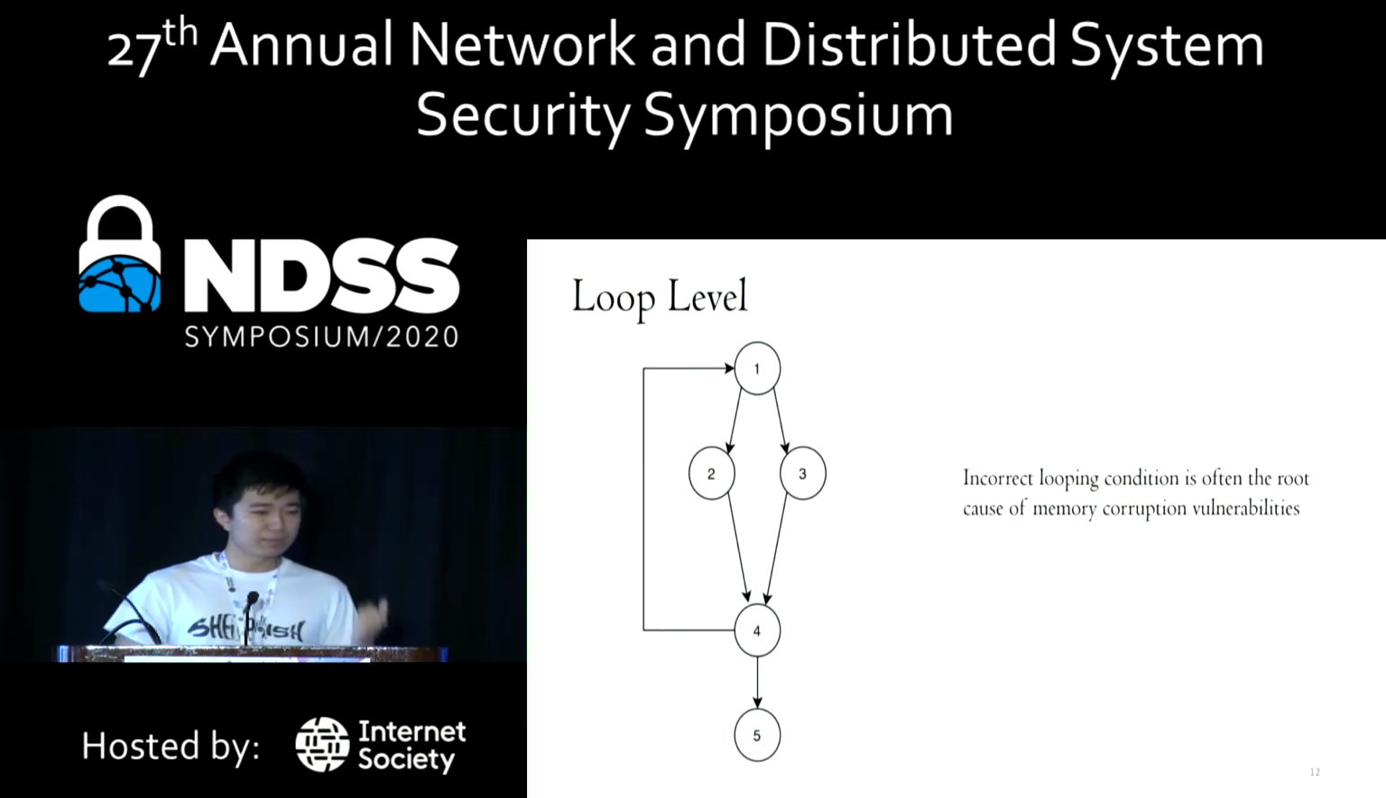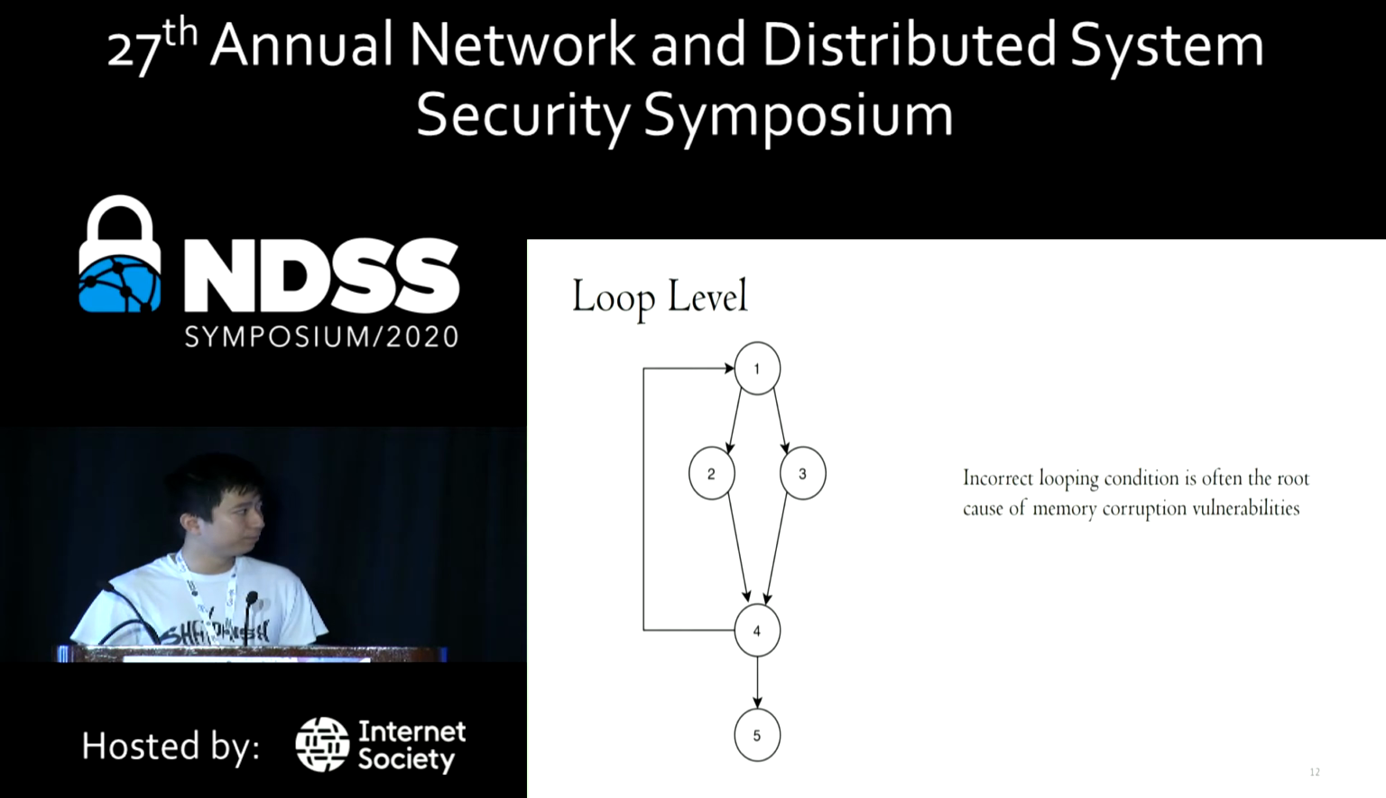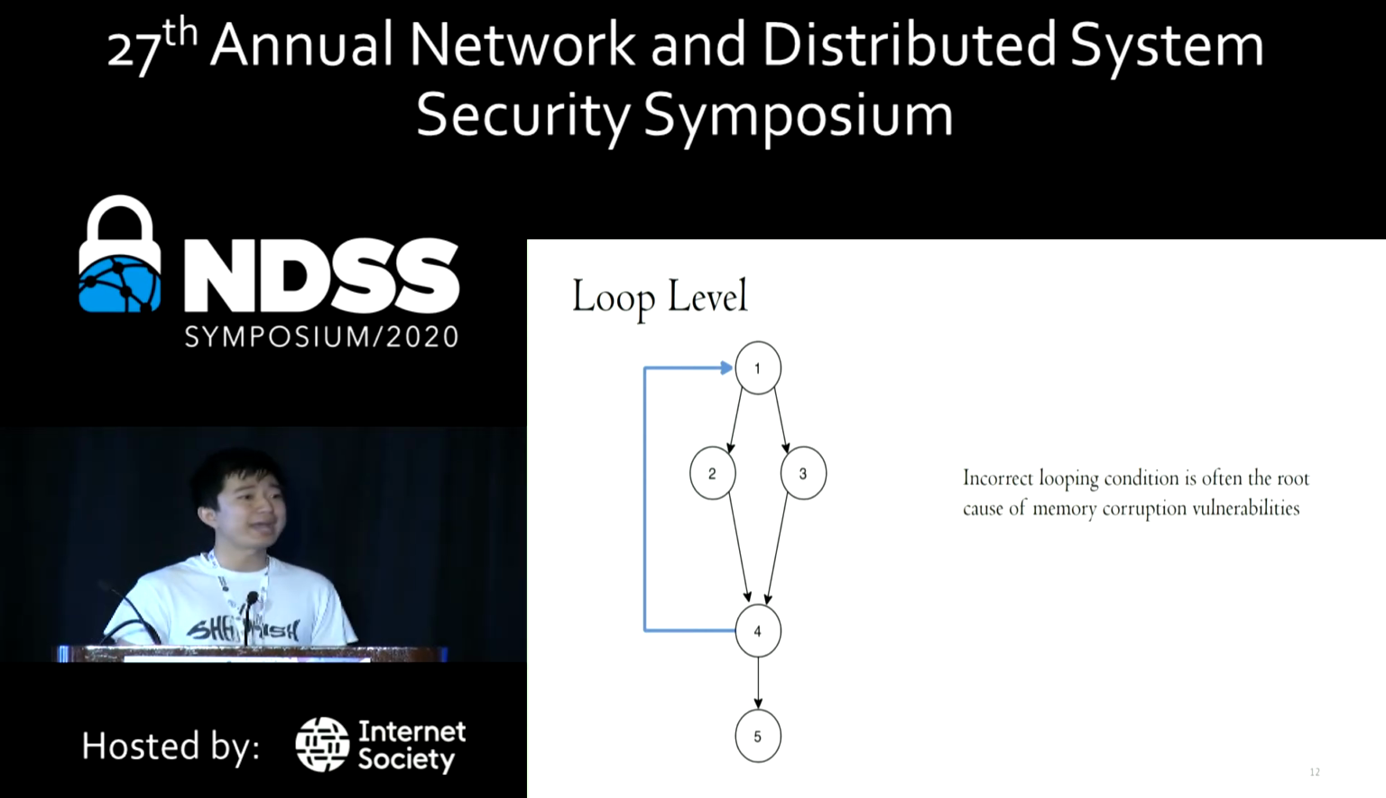And based on the similar intuition, we're going to use loops as the metrics at loop level. The intuition is very similar. Incorrect looping condition is often the root cause of buffer overflow and underflow. So here, we use the back edge to represent the whole loop to reduce some redundancies, and we can take loops into account in our metrics.